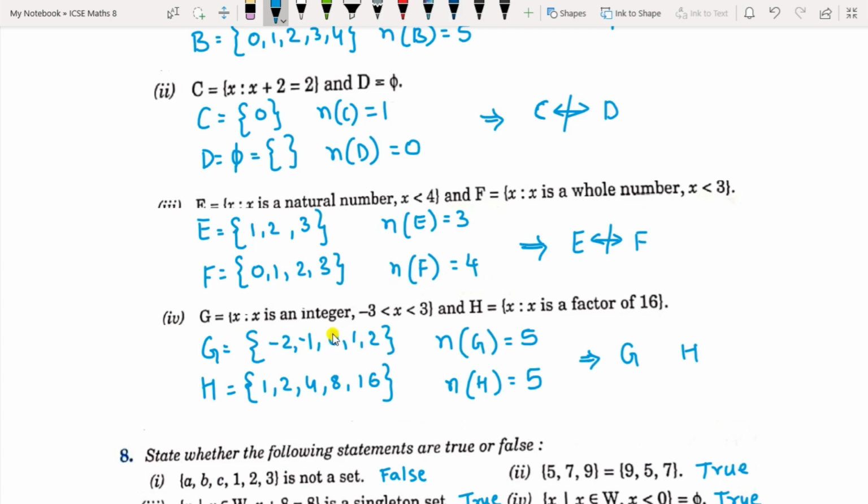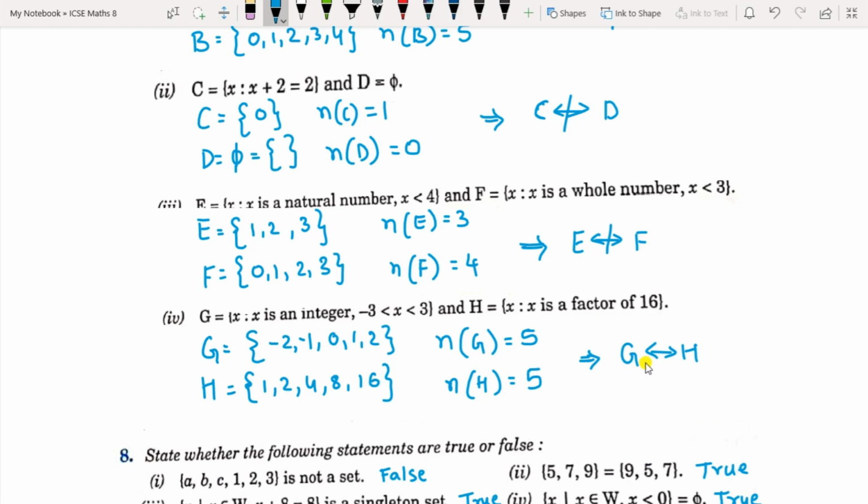G is an integer between -3 and 3. So it becomes -2, -1, 0, 1, 2. And the cardinal number of G is 5. H is a factor of 16, that becomes 1, 2, 4, 8 and 16. So the cardinal number of H is also 5. So the cardinal numbers are the same here. Therefore G is an equivalent set of H. Okay, G and H are equivalent sets.